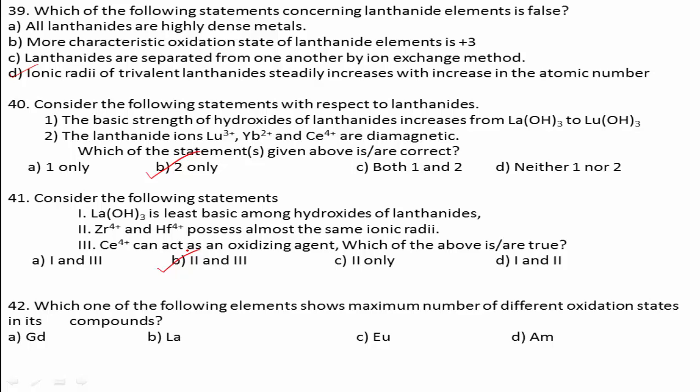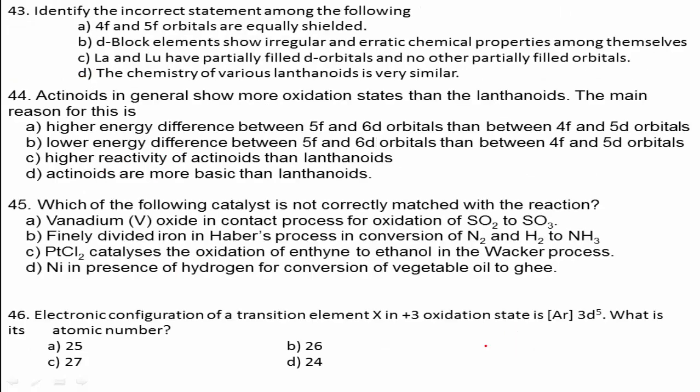Yes, students, Am means americium, which belongs to the actinoid series and shows +2, +3, +4, +5 and +6 oxidation states. In it, electrons are filled in 5f orbitals, and due to the small energy difference between 5f, 6d and 7s orbitals, electrons are easily removed from these orbitals, showing variable oxidation states. Thus, americium shows the maximum number of oxidation states among the given options. Therefore, the correct answer for this question is option D.